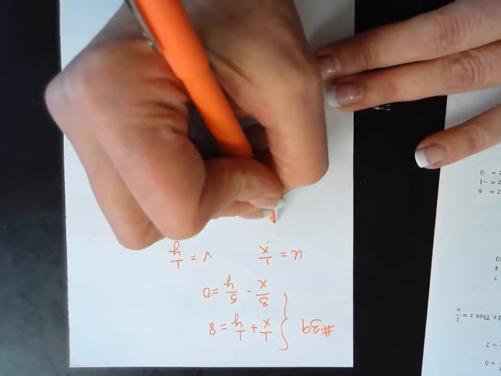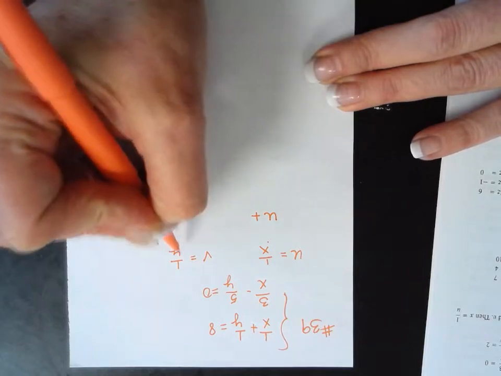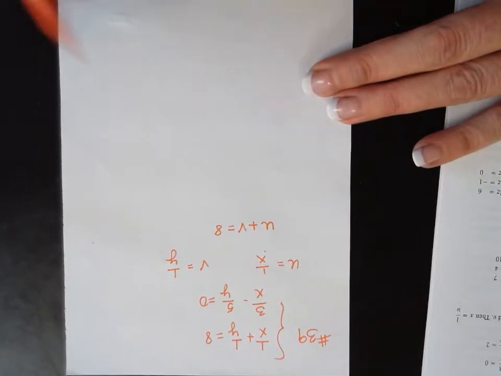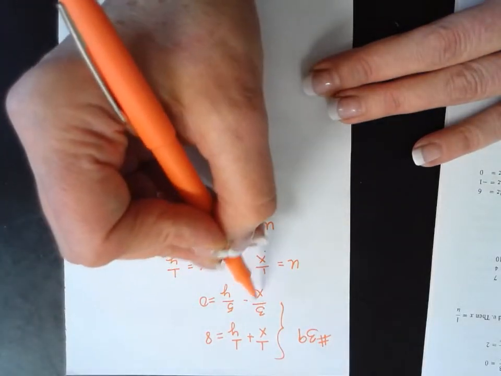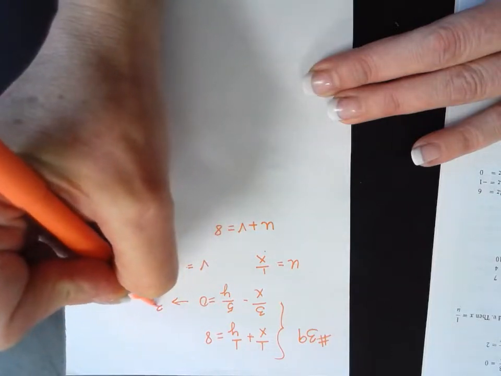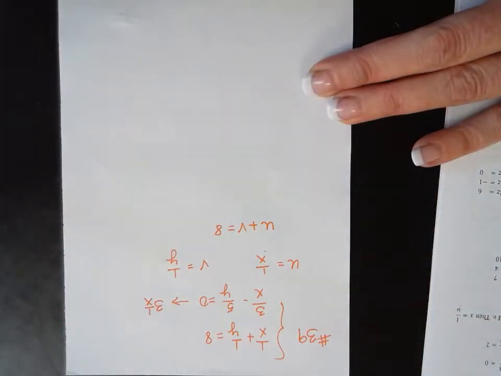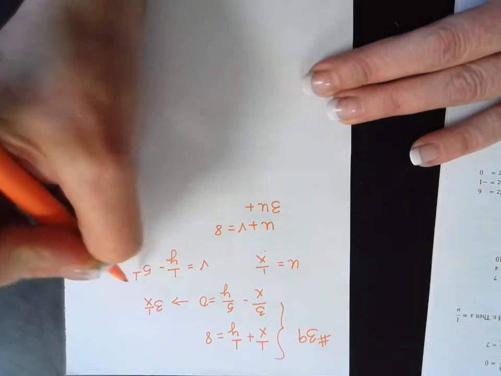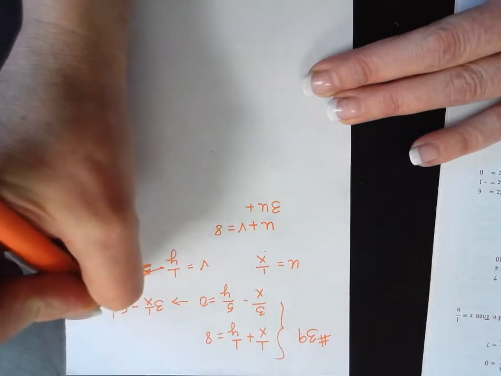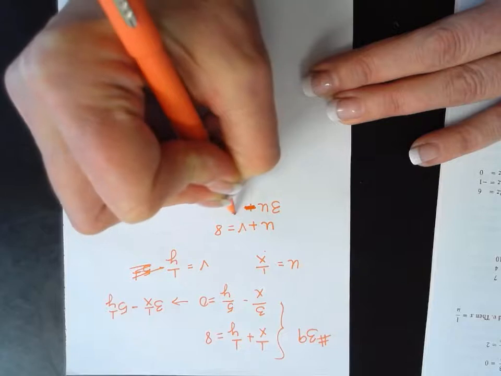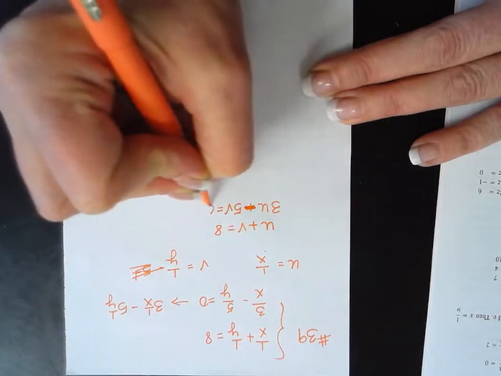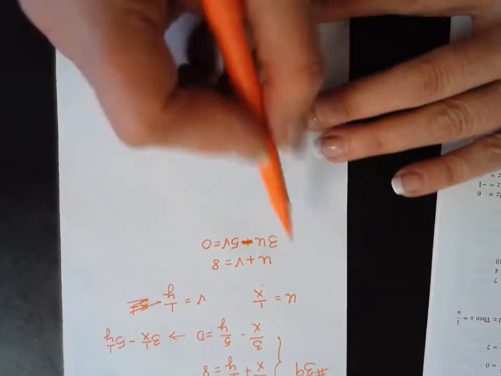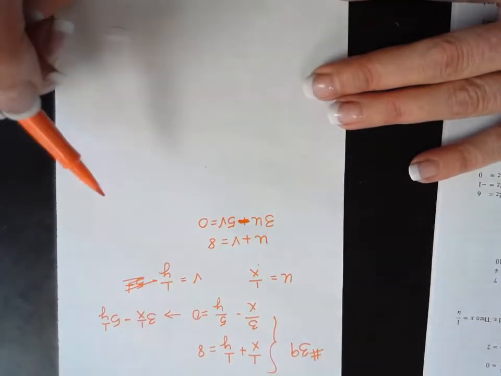So if I have 1 over x, that's going to be u plus 1 over y, v, is equal to 8. And then if I do the same thing to the bottom, this is kind of like writing it as 3 times 1 over x. So that would be 3u minus 5 times 1 over y. So that's minus 5v is equal to 0. Now I can solve normally, make it a lot easier without dealing with fractions.